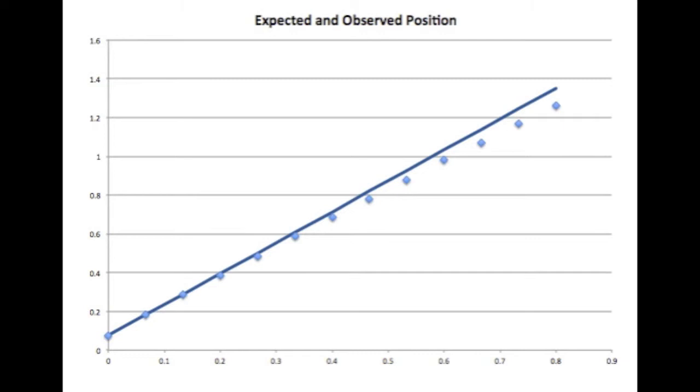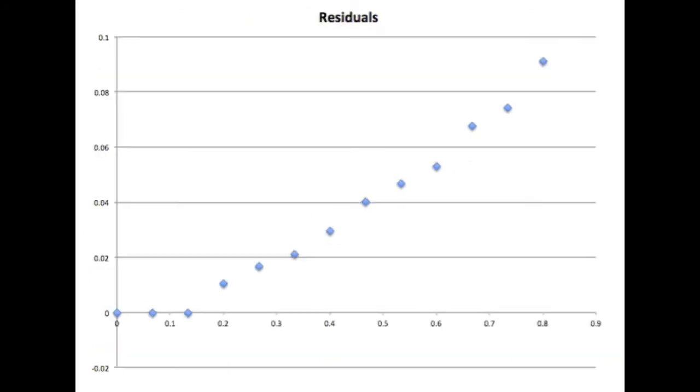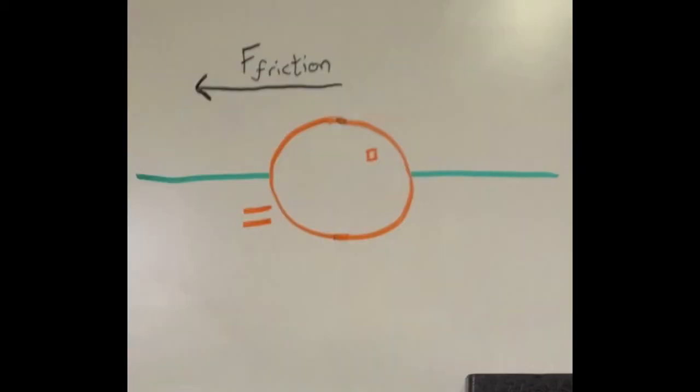Graphing the residuals, or the expected minus the observed for each point, confirms this result, the residuals showing a definite increasing difference. Why the discrepancy? It is most likely attributable to the frictional force, a force that acts against the motion of the ball.